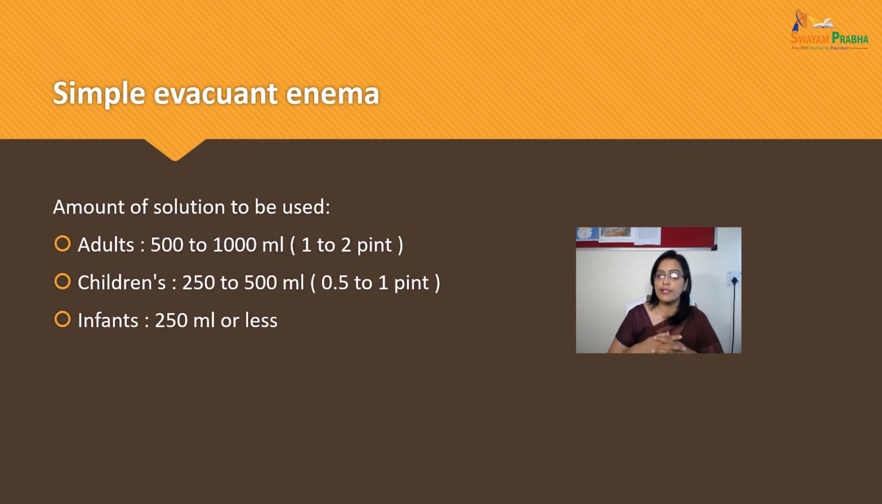What is the amount of solution used for simple evacuant enema? For adults it is 500 to 1000 ml, for children it is 250 to 500 ml, and for infants it is 250 ml or less. So this is the volume of solution used for simple evacuant enema.